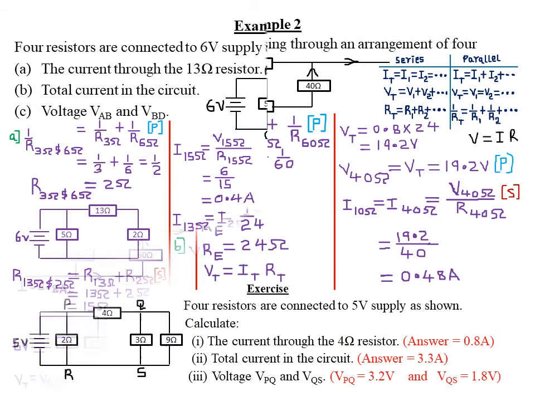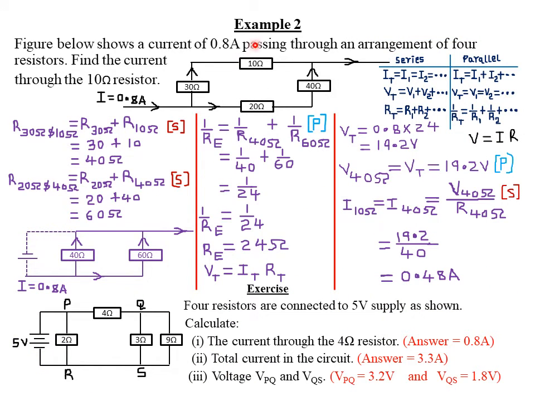Next, let's look at our second example, which reads: the figure below shows a current of 0.8 amperes passing through an arrangement of 4 resistors. Find the current through the 10 ohm resistor.